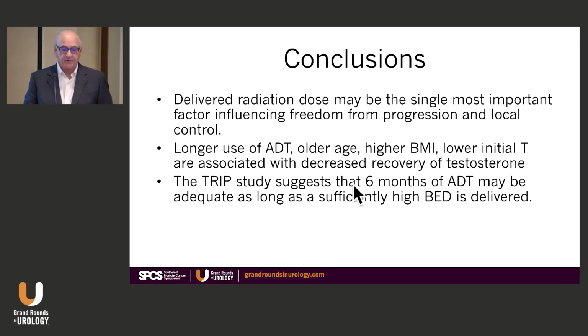So in conclusion, delivered radiation dose may be the single most important factor influencing freedom from progression and local control. Longer use of ADT, older age, higher BMI, low initial testosterone are associated with decreased recovery of testosterone, and these factors should be discussed with patients when you're putting them on ADT. This TRIP study suggests that 6 months of ADT may be adequate as long as a sufficiently high BED is delivered.